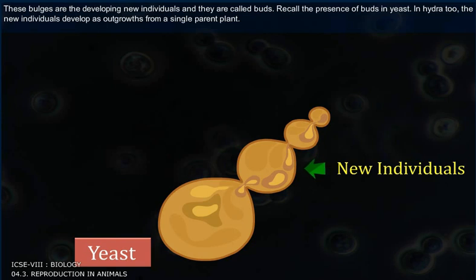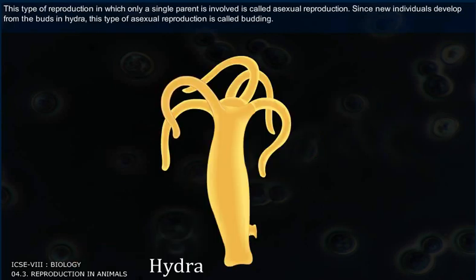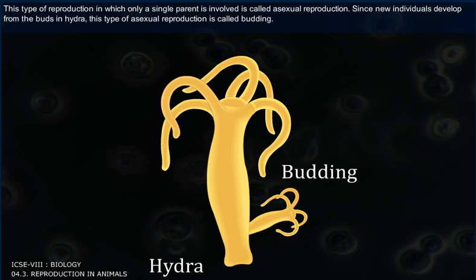Recall the presence of buds in yeast. In hydra too, the new individuals develop as outgrowths from a single parent. This type of reproduction in which only a single parent is involved is called asexual reproduction. Since new individuals develop from the buds in hydra, this type of asexual reproduction is called budding.